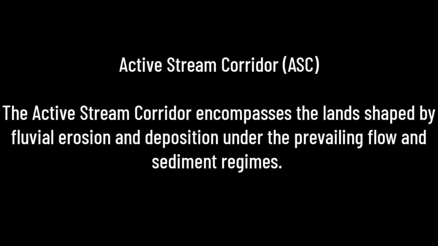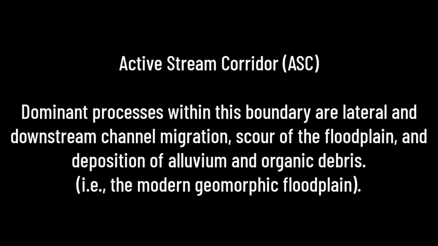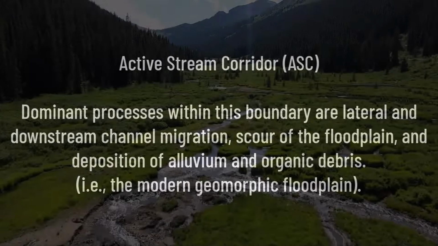We define the active stream corridor as the lands shaped by fluvial erosion and deposition under the prevailing flow and sediment regimes. Dominant processes within this boundary are lateral and downstream channel migration, scour of the floodplain, and deposition of alluvium and organic debris. In other words, the modern geomorphic floodplain.